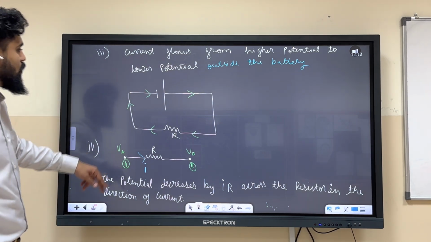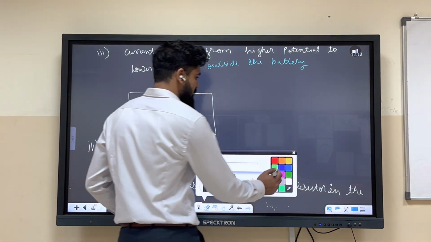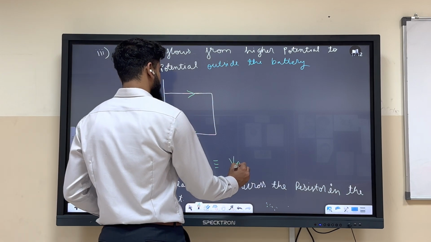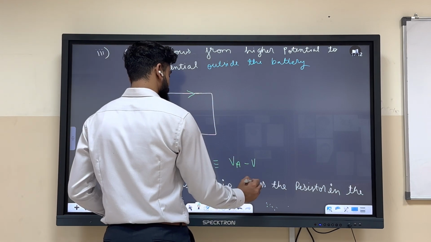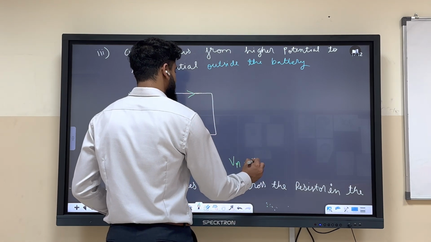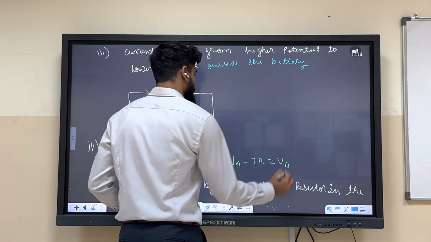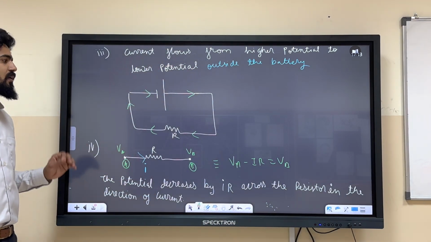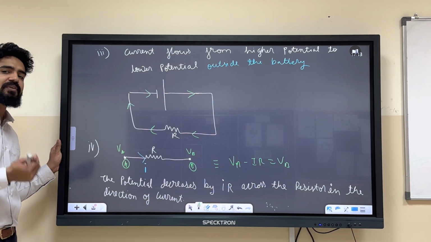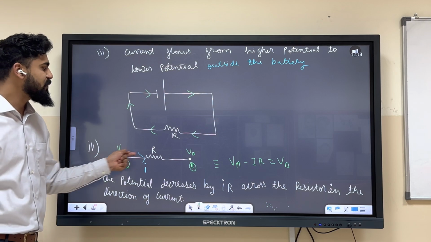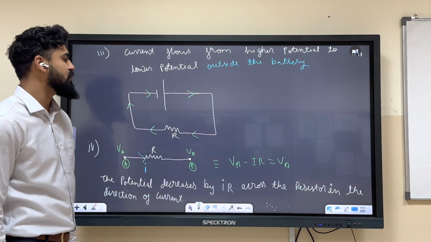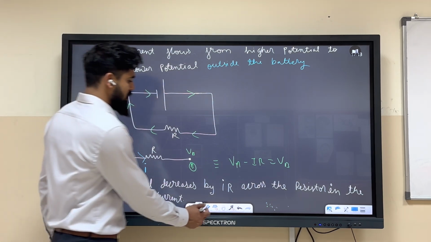Okay, so over here we want to say this, that is VA minus IR equals to VB. Okay, so potential at B is decreased by IR with respect to A. If you are moving over here, potential will decrease by IR. So negative IR equals to VB. I hope you are getting it. Okay?